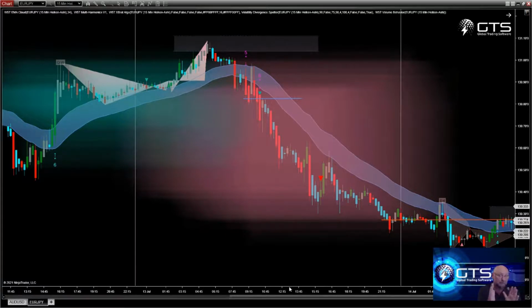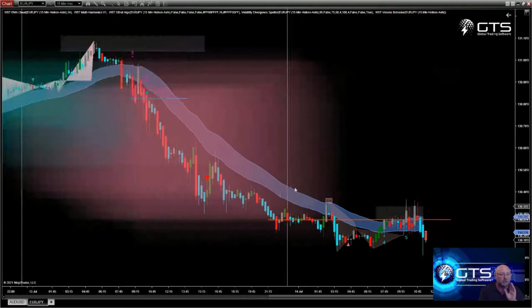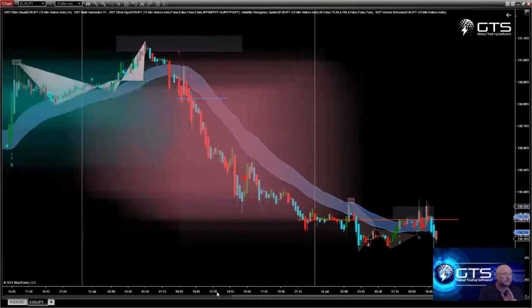Now, it doesn't happen all the time, but when it does, you usually get the Harmonic first, then you get the XBrat, and you've got the Divergence Cloud confirmation. So all the stars are aligned. It looks like this is a hot trade. And as you can see here, this is what happens. Harmonic first, then the xBratAlgo, then the Divergence Cloud, boom, away we go, all the way down. Manage it with the EMA Cloud, which is very, very important, and we're good to go. So it's very, very simple.